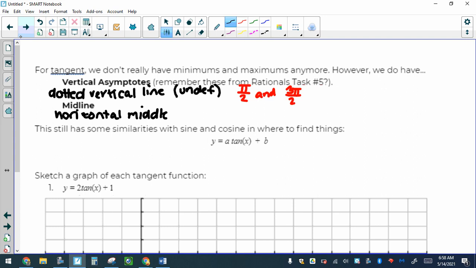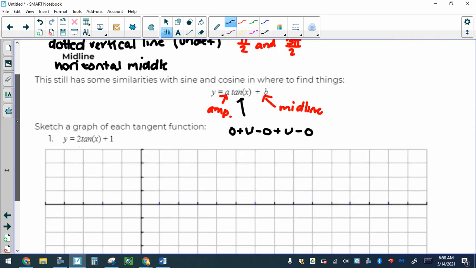Now, similarities with sine and cosine and where to find things, namely that A still tells you your amplitude. It still tells you how far up, above, and below the midline are your high points and your low points. B still tells you the midline. And in this case, tangent tells you 0, positive, undefined, -0, positive, undefined, -0. It's kind of a lot for tangent, but it's all those shapes.